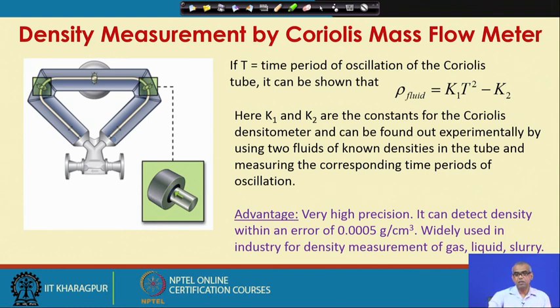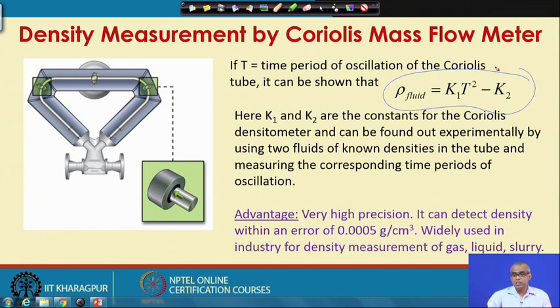If T is the time period of oscillations of the Coriolis tube, it is possible to show that density of the fluid is related to the time period of oscillation of the Coriolis tube as given by this expression. Density of the fluid equals K1 T squared minus K2, where K1 and K2 are the constants for the particular Coriolis densitometer. Densitometer is an instrument which can be used for density measurement. So, here the Coriolis mass flow meter is a densitometer.